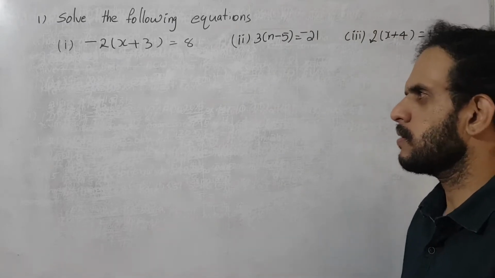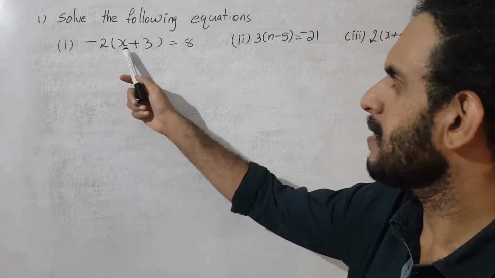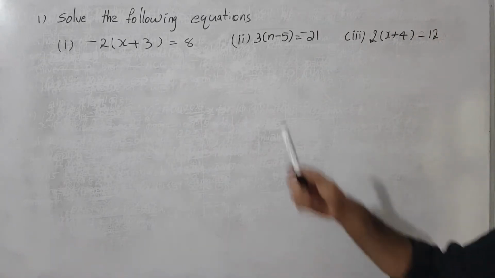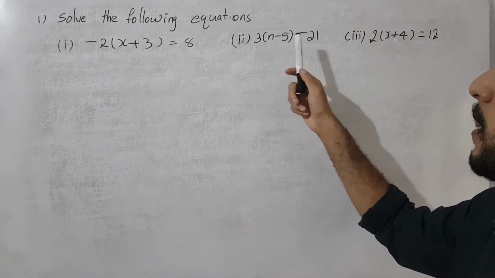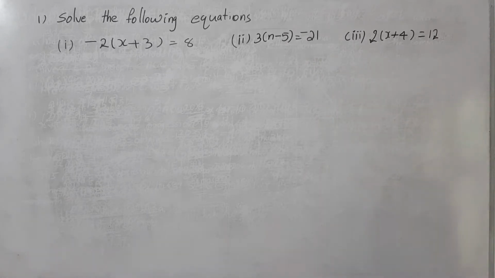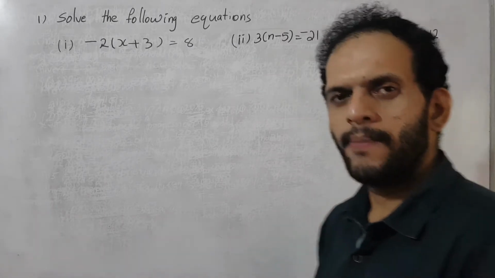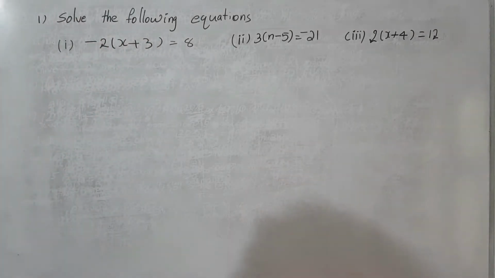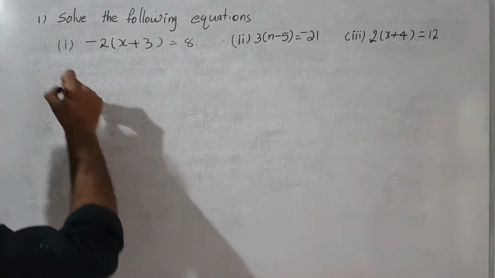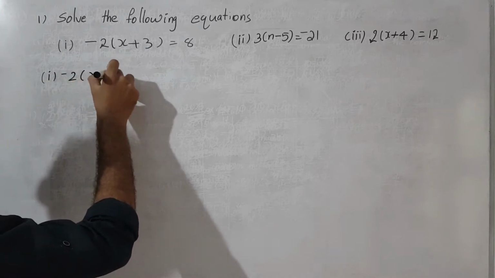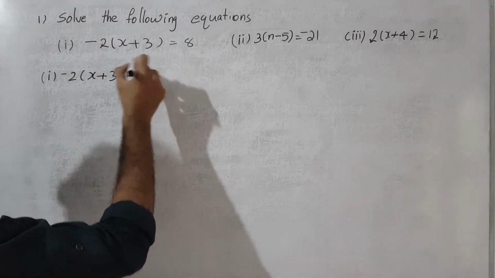The first question is minus 2 into (x plus 3) is equal to 8, and the second question is 3 into (n minus 5) is equal to minus 21, and the third one is 2 into (x plus 4) is equal to 12. Okay, then in this type of question we have an idea for doing the work. The first one, for example: minus 2 into (x plus 3) is equal to 8.